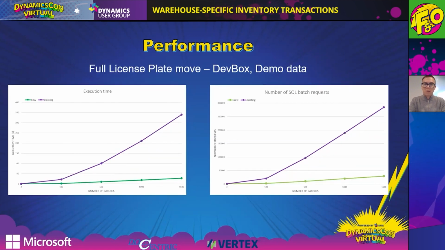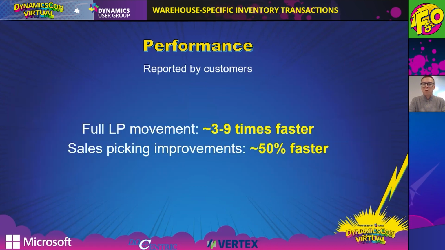And they are even better for the full license plate move. But please be aware that those charts are built based on data from our dev boxes on demo data. If we talk about the real customer experience, for full license plate movement, customers report from 3 to 9 times faster execution, and sales picking is around 50% faster on real data, in real environments.